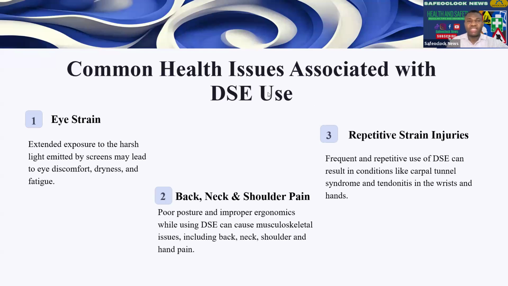Another health issue associated with DSE is repetitive strain injuries. Because of the repetitive use of this equipment, we can feel ill health like carpal tunnel syndrome. You can also feel tendonitis. You can also feel pains in your wrist because of the position of your hand on the mouse for a very long time. So these are some of the health issues that are associated with DSE, and many more that we'll be talking about during the discussion.